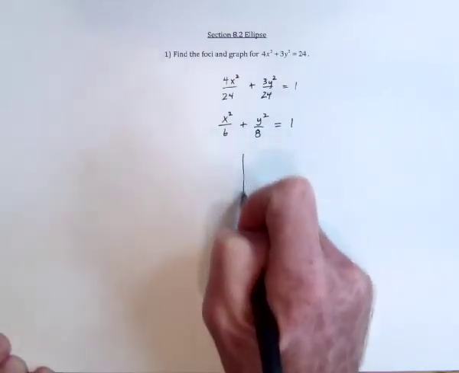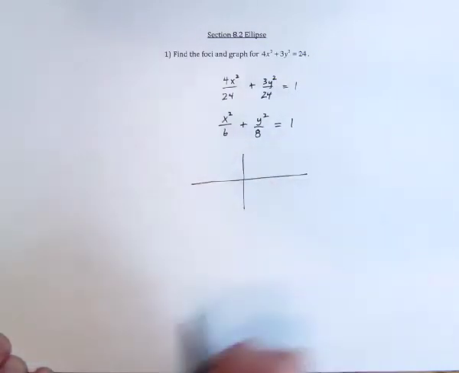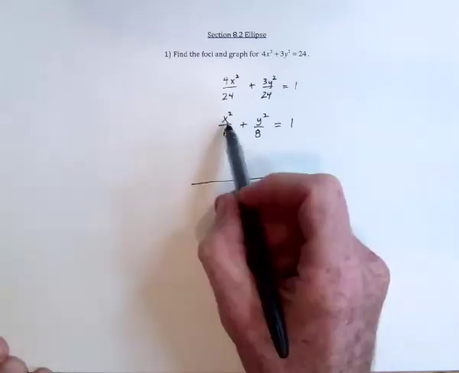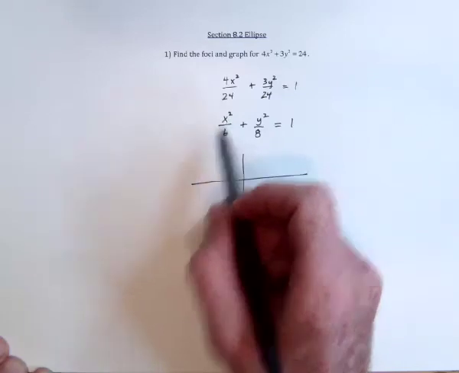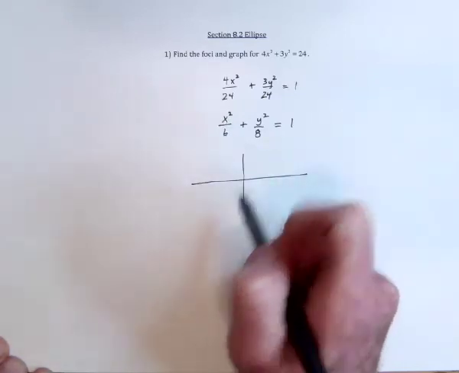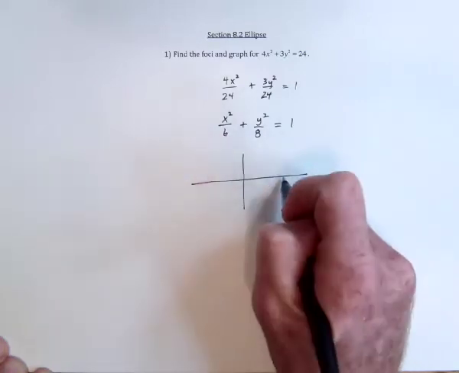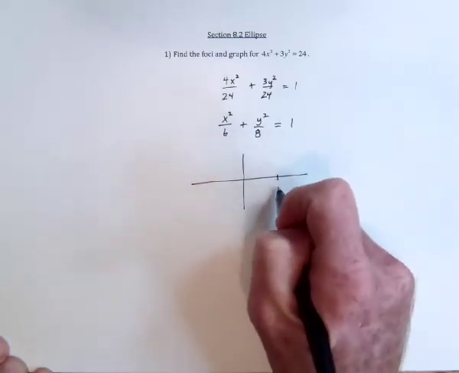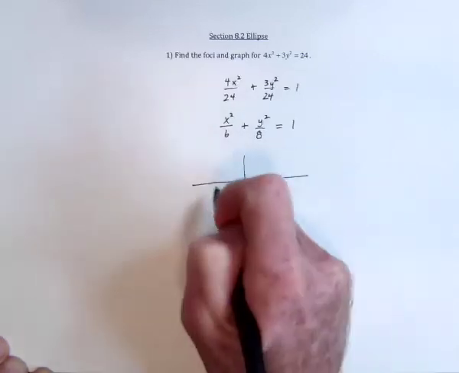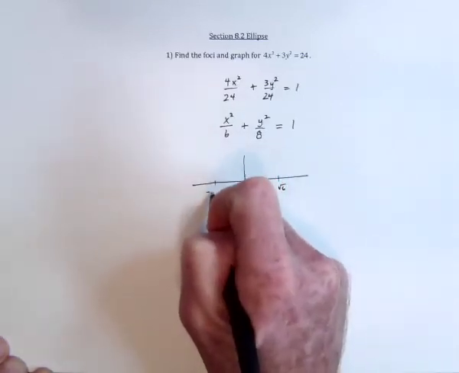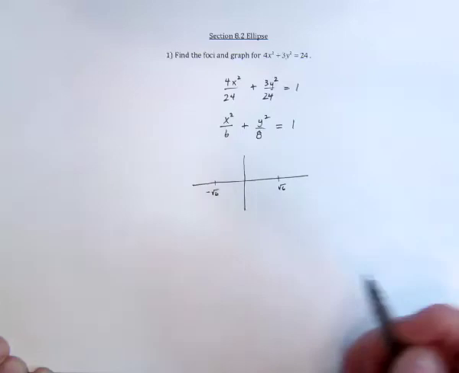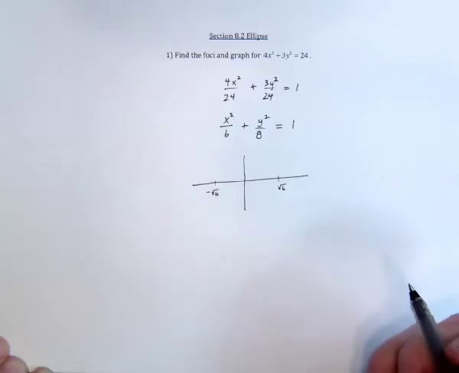And then the ellipse is centered at the origin, since this doesn't have x minus something or x plus something. So it's centered at the origin. And then in the x direction, you take the square root of this number. So it's going to go out to the square root of 6. And you could get the decimal form if you want. And we need plus minus the square root of 6. So there's the positive and negative.